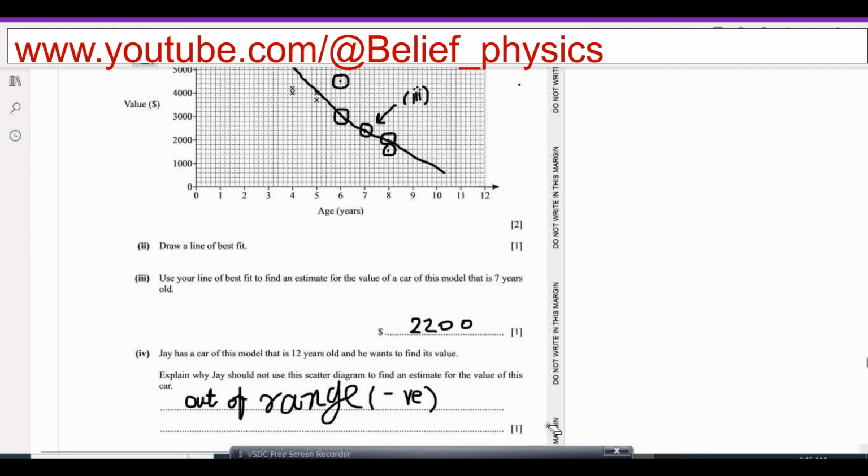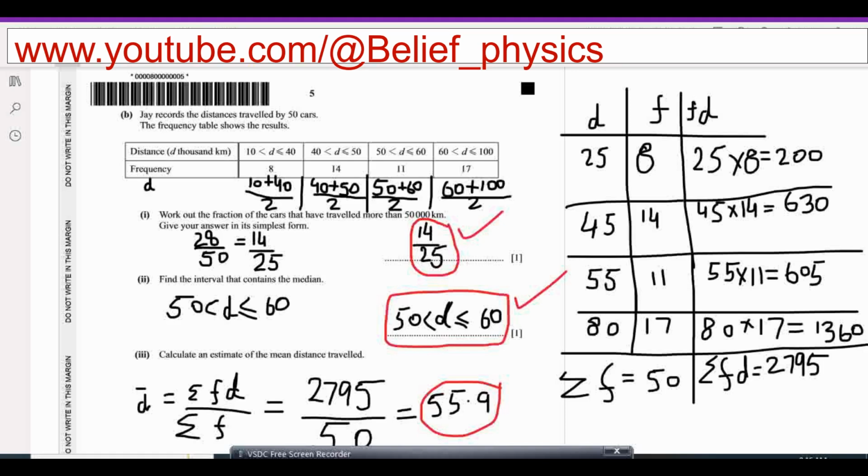Next is about statistics. Jay records the distance traveled by 50 cars. This is the distance in thousands of kilometers: 10,000 to 40,000, 40,000 to 50,000, and so on. The frequency table shows the results. From this frequency table, work out the fraction of the cars that have traveled more than 50,000.